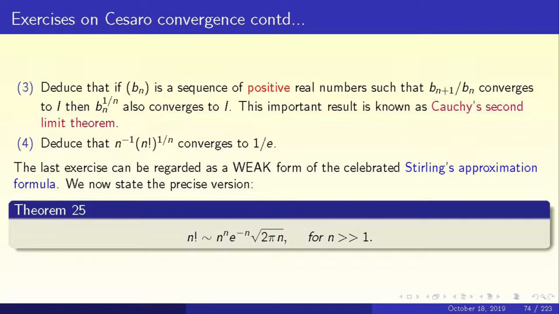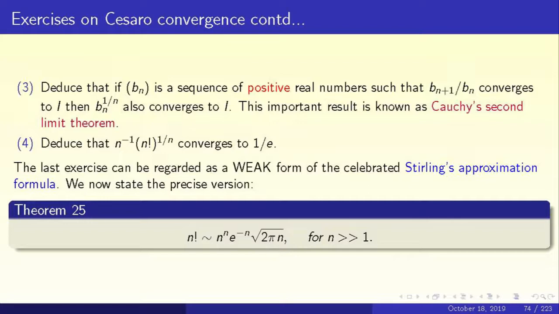Why does this happen? This happens because of this phenomenon, that is, if b(n+1) by bn converges to L, then the nth root of bn also converges to L. This important result is called Cauchy's second limit theorem. As a particular case, you prove that if you take the nth root of n factorial upon n, it converges to 1 upon e. Namely, (n factorial) to the power 1 upon n, divided by n, converges to 1 upon e. The last exercise that you see can be thought of as a very weak form of the celebrated Stirling's approximation formula. What does it say?